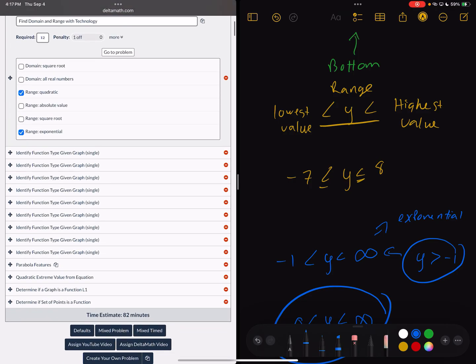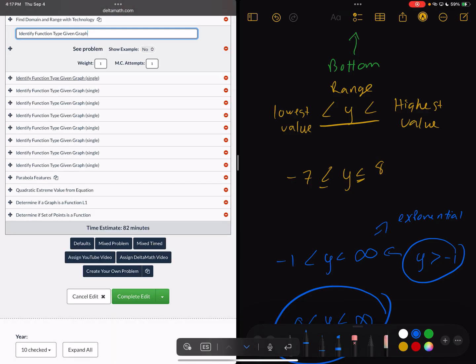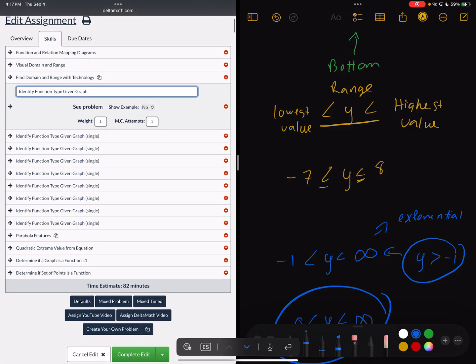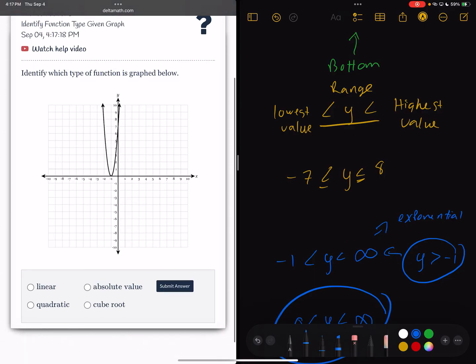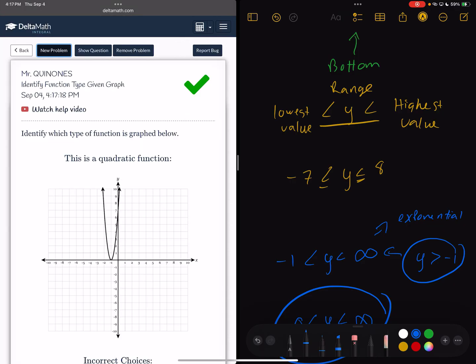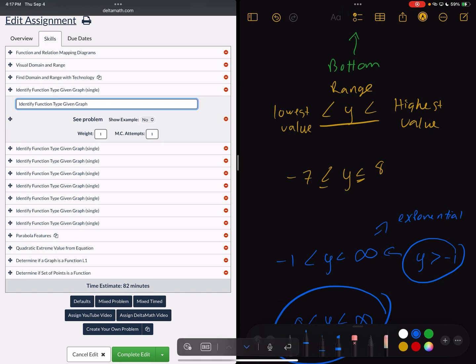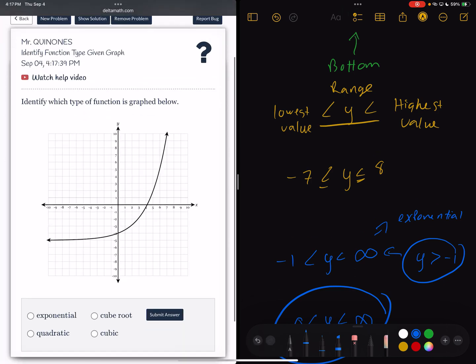All right, I gave you a bunch of graphs here. What type of function is this? Well, it's some U-shaped going both in the same location. So what do we call this? Quadratic. Okay, let's try another one. What type of function is this?